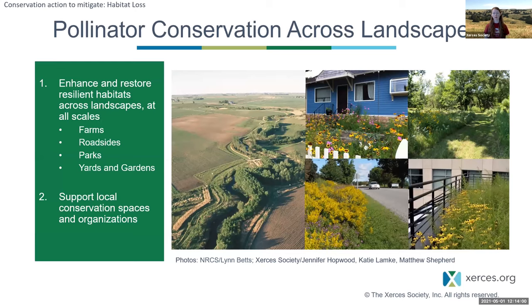It doesn't have to be turn your yard into a messy prairie. It can be putting out a few pots. It can be along roadsides. It can be in front of businesses, parking lots, even restoring some of our natural areas that have maybe lost some of their floral diversity. And making sure that these habitats are connected, because having connected habitat really maintains bee diversity. And if you aren't able to directly put down habitat, one of the ways that you can help is by supporting your local conservation spaces or organizations who are carrying out this work.